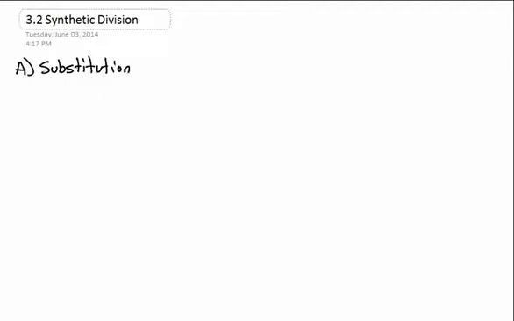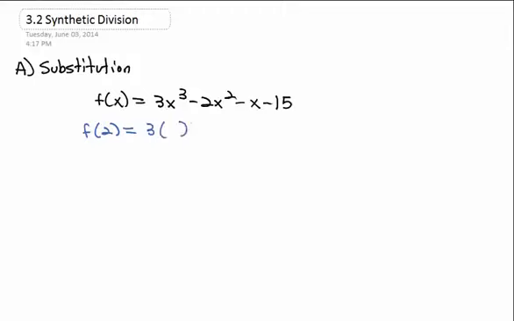And the idea here is if I've got something like f of x equals 3x cubed minus 2x squared minus x minus 15, and we wanted to find maybe what f of 2 equals. Well, the way we've done this up till this point is we put 2 in for all the variables. So it would be 3 times stuff cubed minus 2 times stuff squared, minus stuff, minus 15. And we'd plug the 2 in there all the way across.